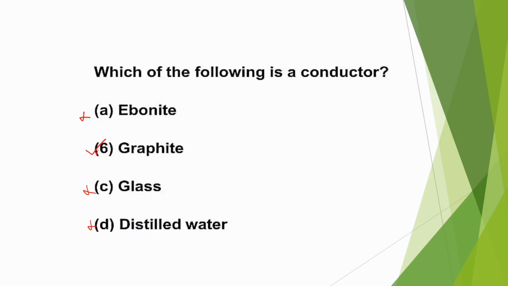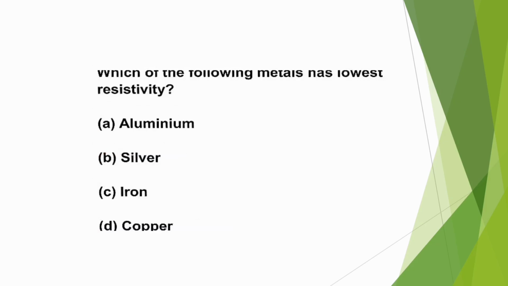The next question is, which of the following metals has lowest resistivity? Options are A, aluminium, B, silver, C, iron, D, copper. As compared to silver, we all know what resistivity is.